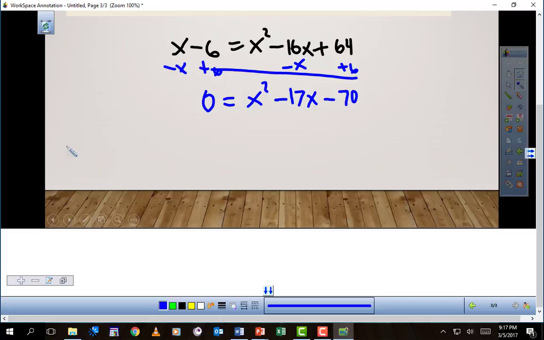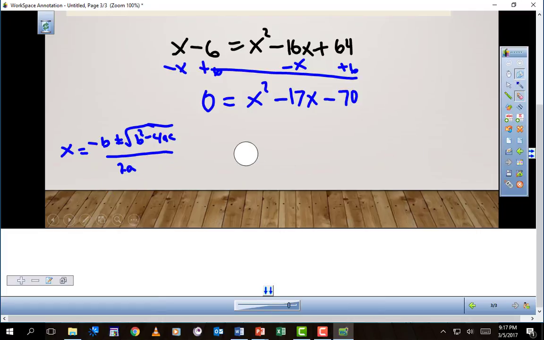So let me just remind you, the quadratic formula: x is equal to negative b plus or minus the square root of b squared minus 4ac, divided by 2a. Should have that memorized by now, but anyhow, if you cannot factor this, use the quadratic formula. That will probably be the fastest way.